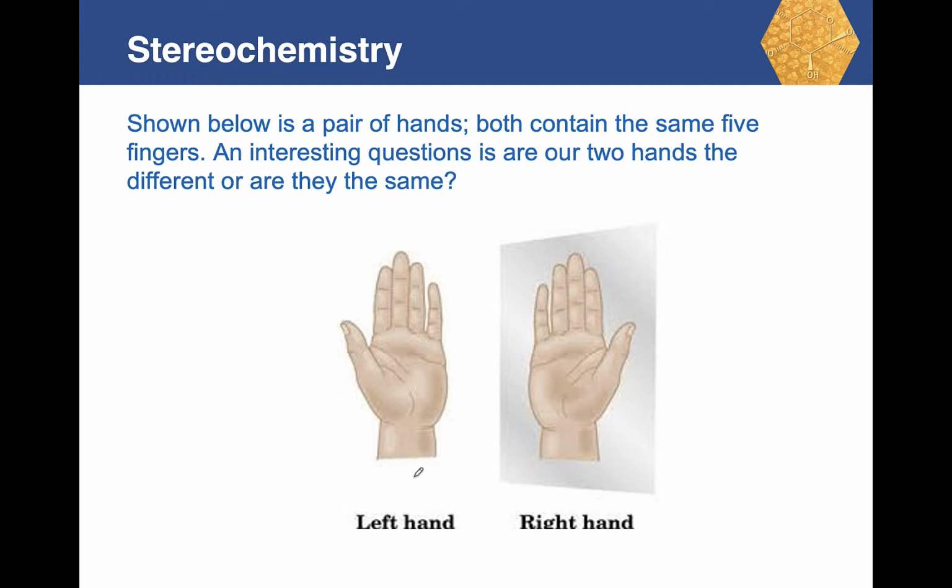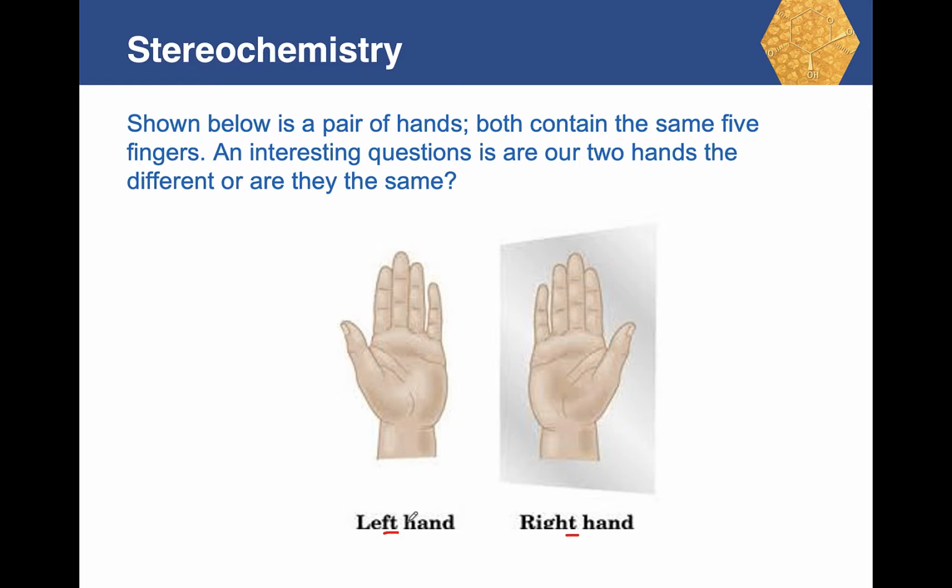So let's start our lecture by looking at our hands. So here is a copy of the left hand and the right hand. The question now is, are they the same or are they different? Very profound question, because we look at our hands every day and we tend to just conclude that they are the same, because both hands have 5 fingers. So they look to be the same. But if you do a careful analysis, they are not the same.